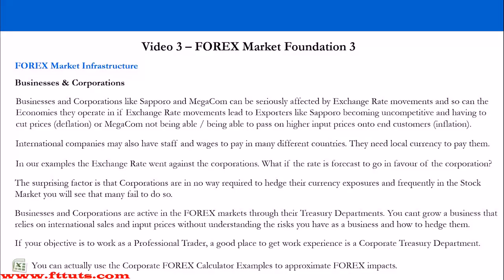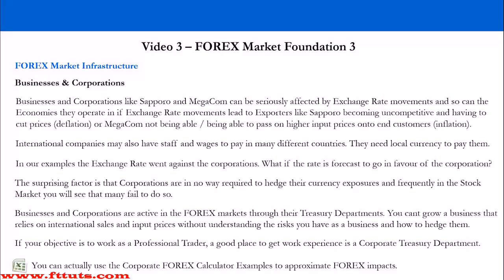The surprising situation is that corporations, there's no rule or regulation that says corporations have to hedge their currency exposure. And frequently what you'll see, and delegates or subscribers to the PTM video series will know, is that this quite frequently affects the stock market. And this is one of the ways that the Forex market and the stock market is inherently linked. So the value of corporations and the value of exchange rates.